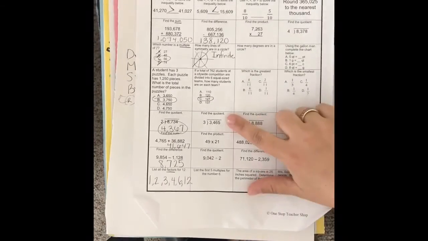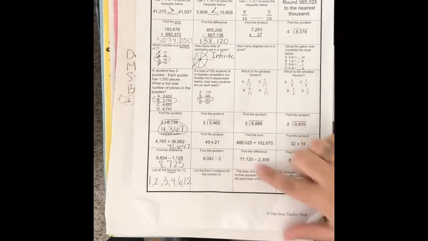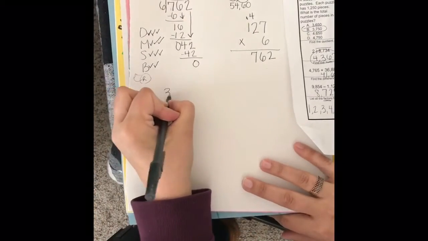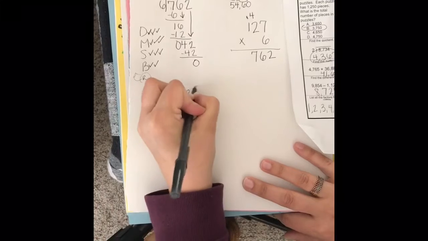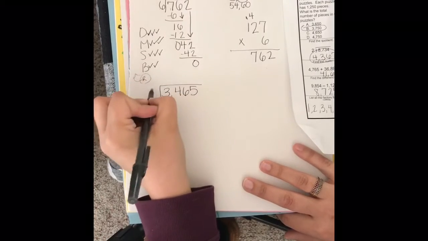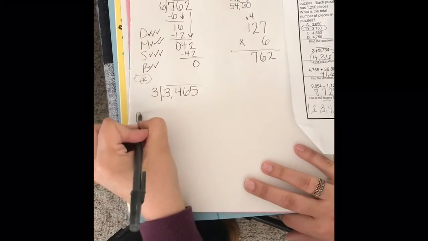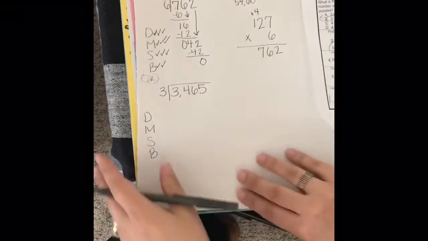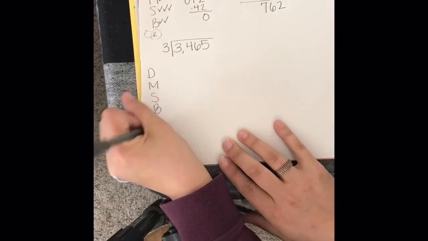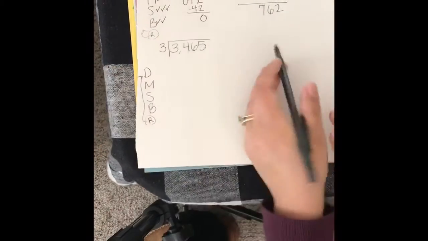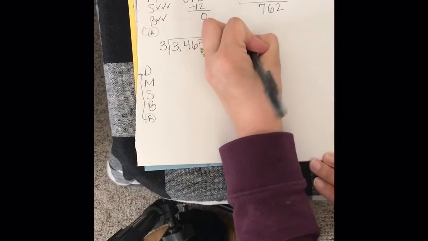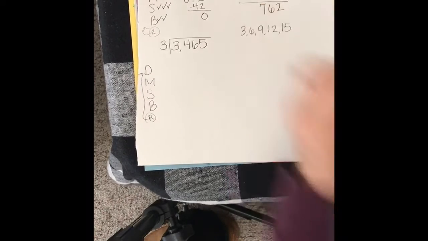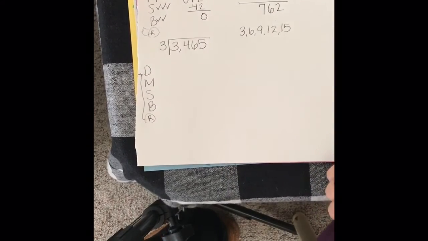Moving on, our next one is find the quotient. So we got a little bit bigger number here. We're gonna follow the same steps. So we have 3,465. We're gonna divide it by 3. List our steps: divide, multiply, subtract, bring down, repeat as needed. And then off to the side, if you can list your first 10 multiples of the number 3. Go ahead and then check back.